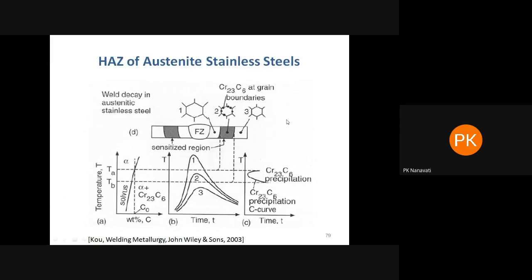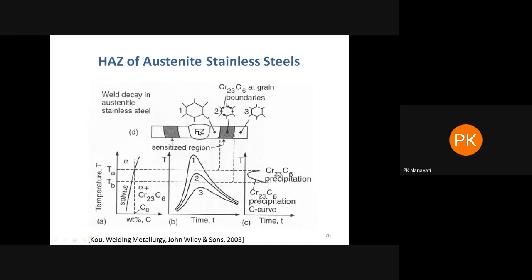Now the second issue with austenitic stainless steel is chromium carbide precipitation, or weld sensitization. To understand it, you see a thermal cycle. You see some peak, like first peak, second peak, third peak. It is the temperature through which your region of the weld is experiencing. If your fusion zone is experiencing one peak, the next region is experiencing a second peak, your third adjacent region is experiencing a third peak.